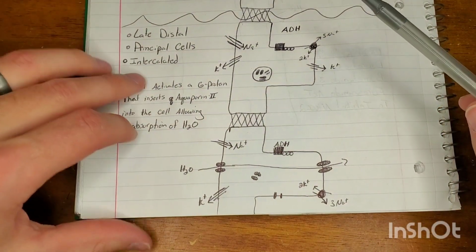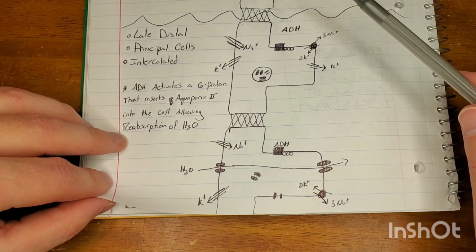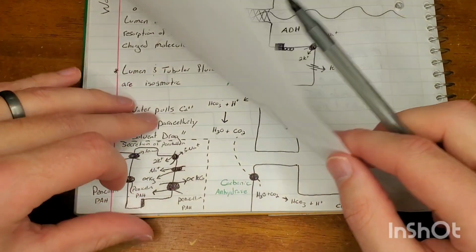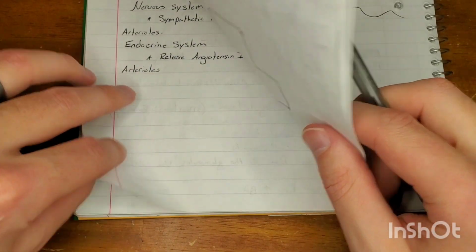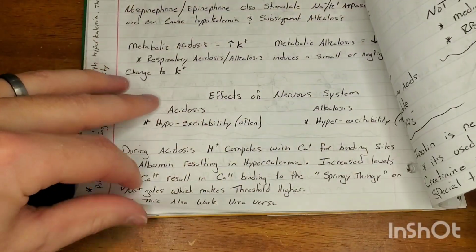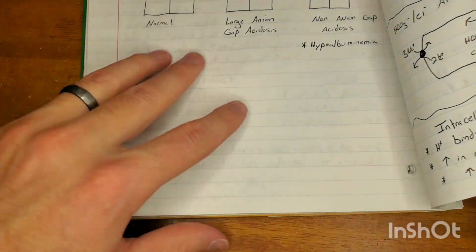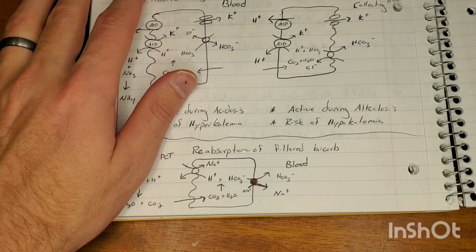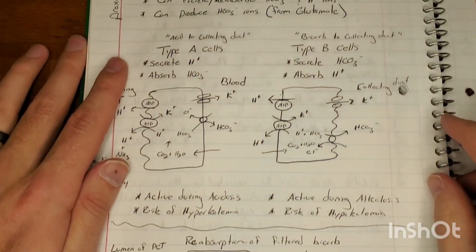All right. Let me talk. I need to find it really quick. We'll talk about the intercalated cells, and then I need to pause really quick to get where I need to in my notes.